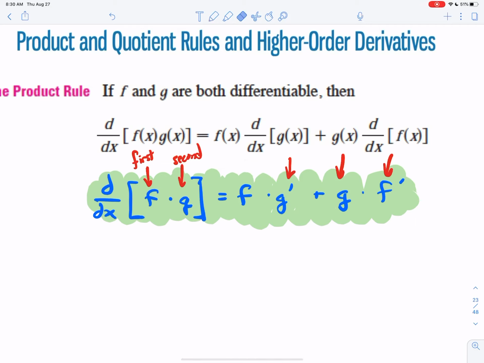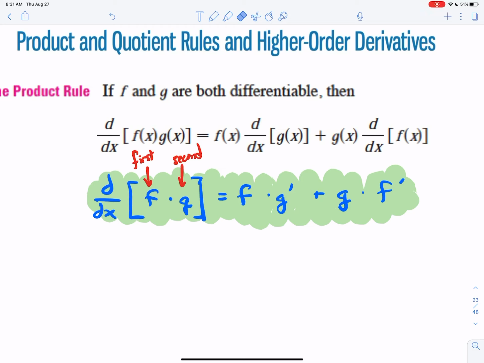So here's what I want to say about this. First off, pause and say it to yourself, okay? I'll say it one more time. It's the first times the derivative of the second plus the second times derivative of the first, okay? Say it a couple times and then press play again.